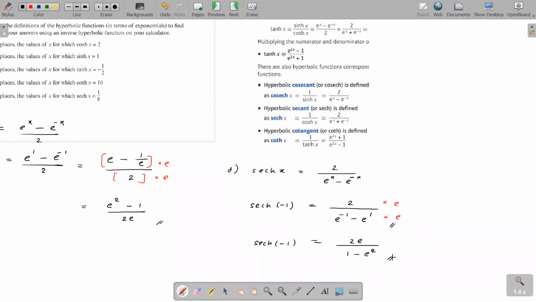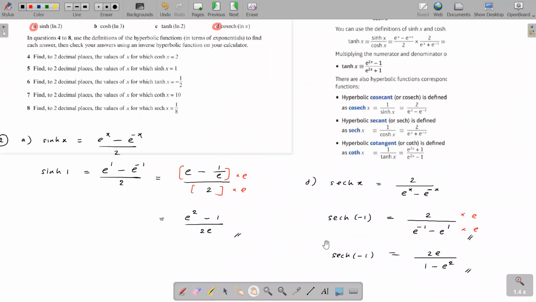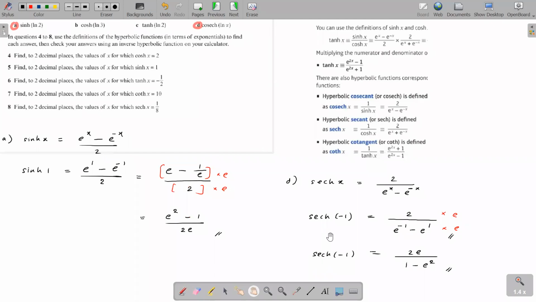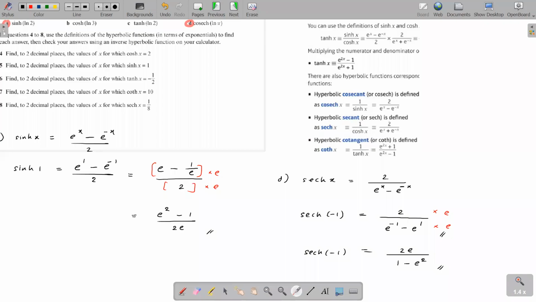All right, guys, so that's the answer. Guys, sech x is actually 2 over e to the x plus e to the minus x, right, guys? So this is not a minus, it's a plus in the middle, right? So sech x is 2 over e to the x plus e to the minus x. So this should be a plus here, right, guys? So that's the difference.